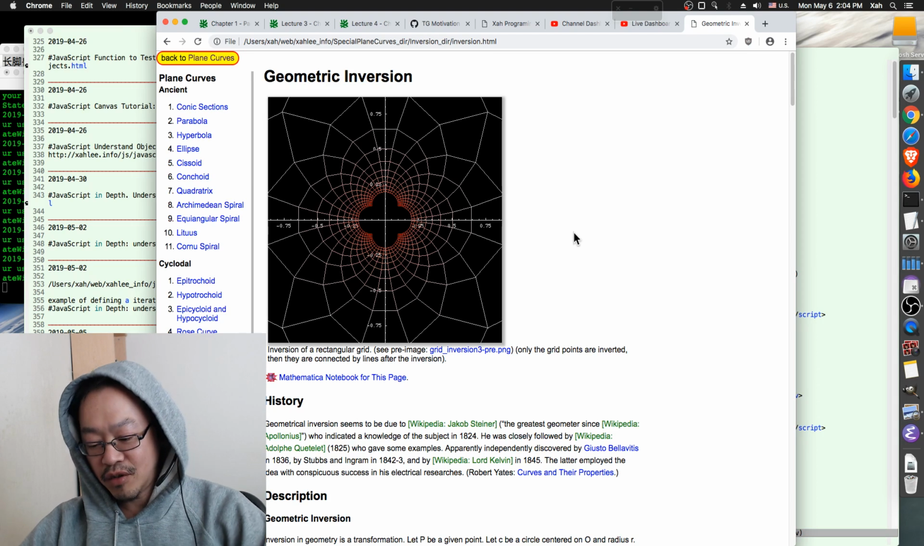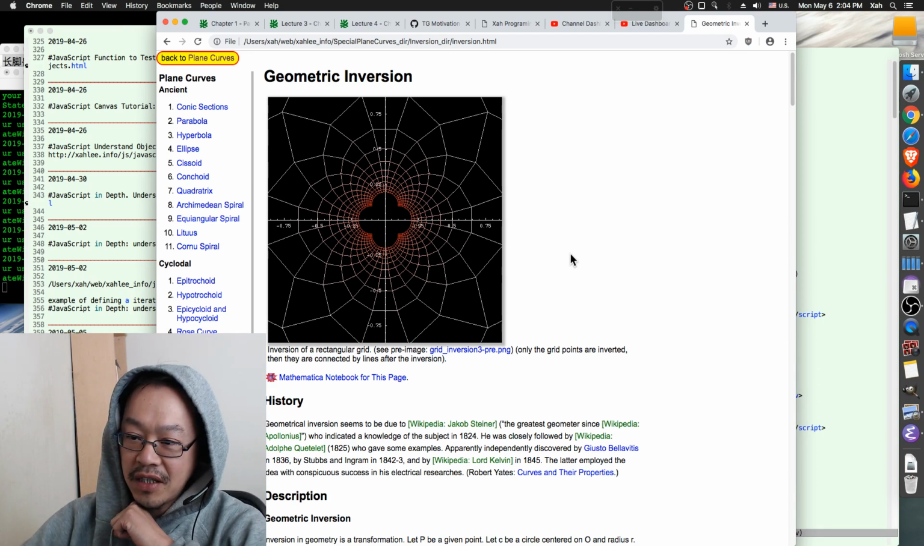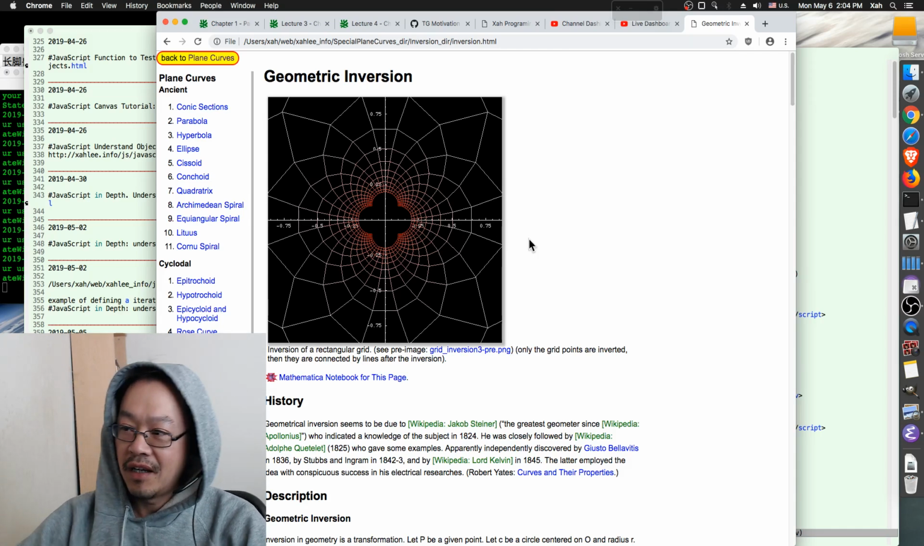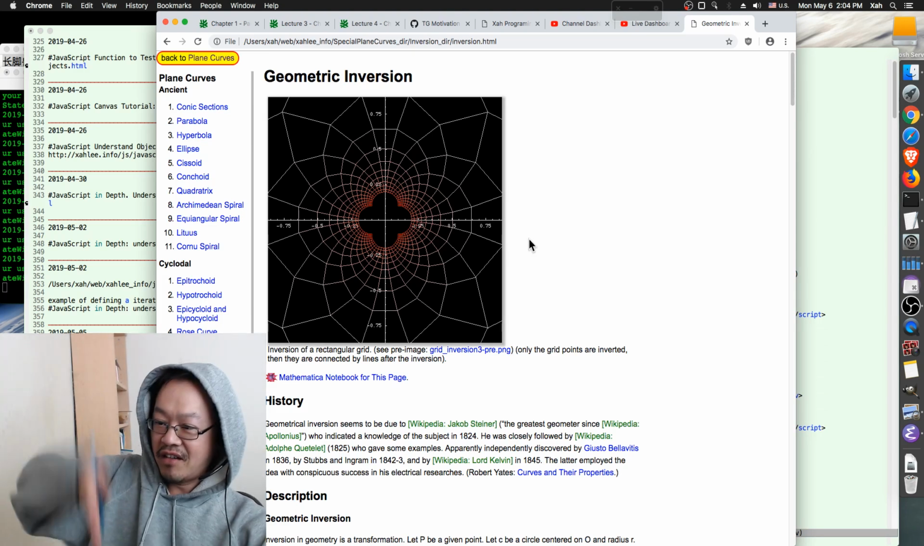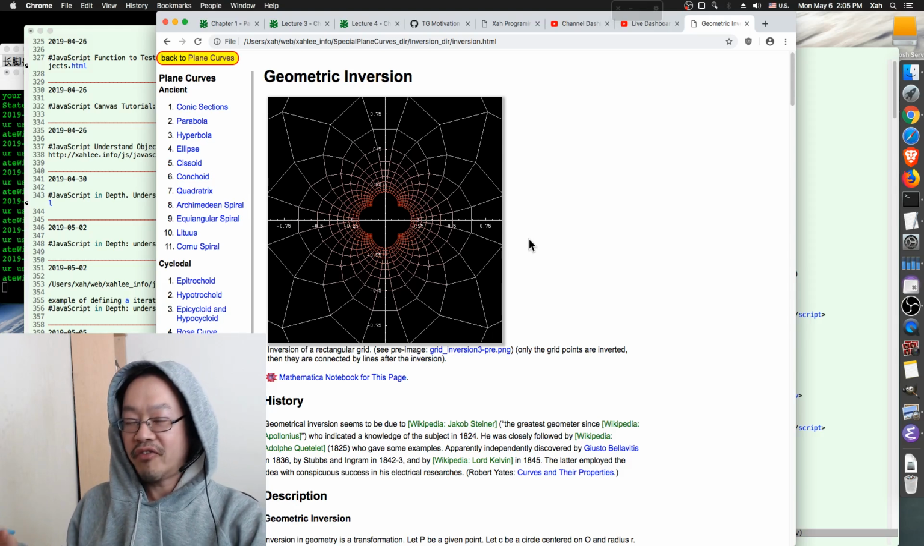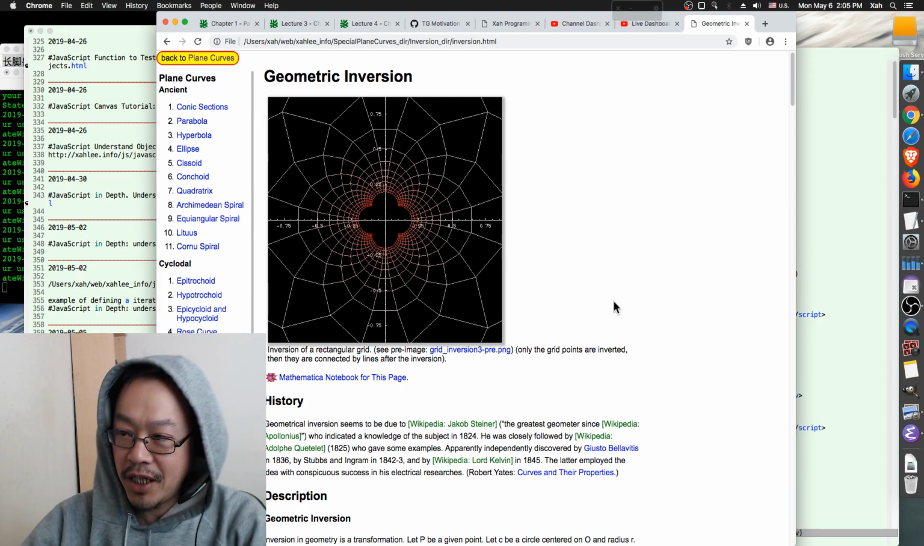And I'm going to show you how this beautiful image is made. This is a geometric inversion of a rectangular grid, just vertical lines and horizontal lines. After the transformation of the geometric inversion, you get this picture.